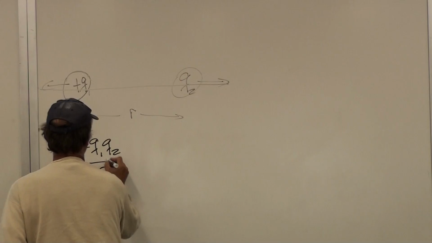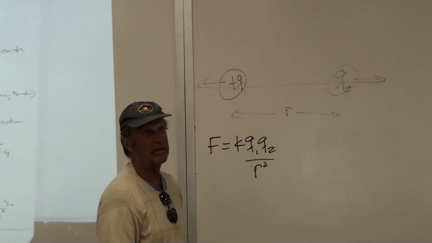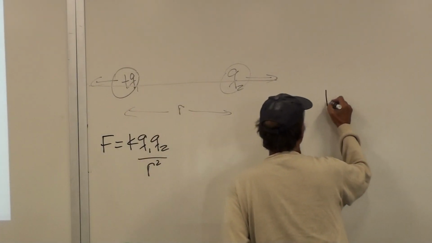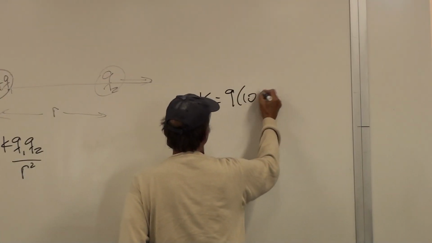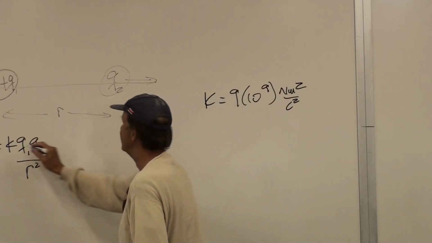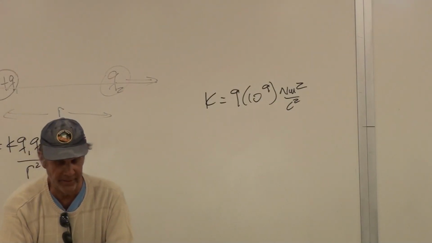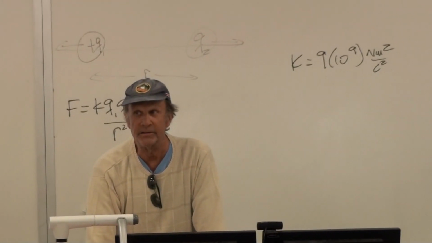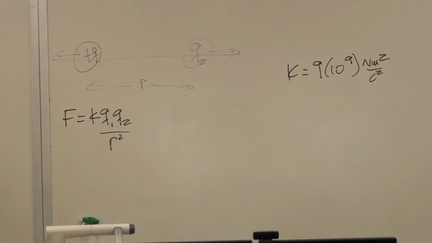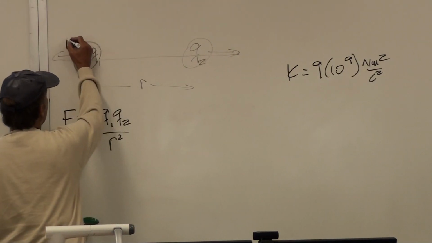Notice that I'm putting little feet on my q there. The reason for doing that is so that we don't mistake it for a 9. Remember, in our k expression, we have 9 times 10 to the 9 newton meters squared per coulomb squared. So it's easy to get those 9s mixed up with q's. That's just an attempt to distinguish them and make sure that you know that what we're referring to there is charge.